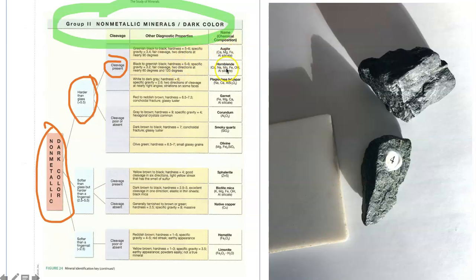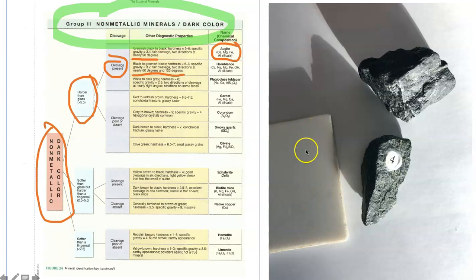Now, both of these minerals, augite and hornblende, have the same hardness. They have roughly the same specific gravity. And they have fair cleavage. Fair cleavage means that the cleavage is not really well pronounced. This is an excellent example of fair cleavage, not excellent cleavage. But the key difference between these two minerals is that augite has 2 cleavage directions at about 90 degrees from each other, whereas hornblende has 2 cleavage directions at 60 and 120 degrees from each other. And I know it's very difficult to tell in this sample, but as I mentioned in the video, this is a 90-degree cleavage angle. So this mineral is actually augite.